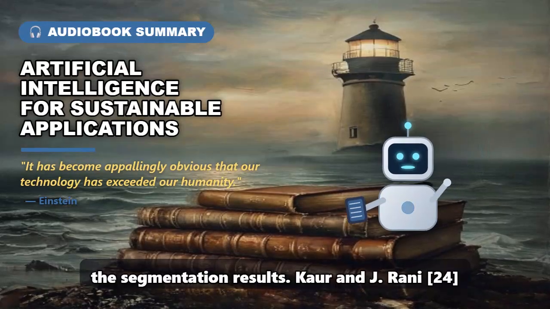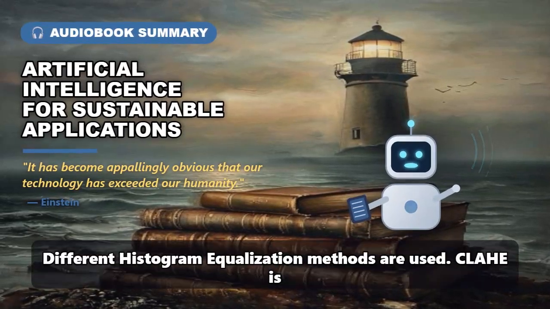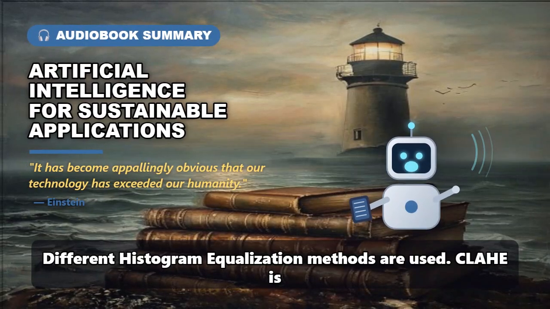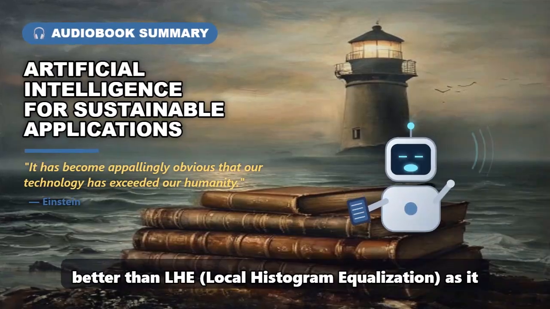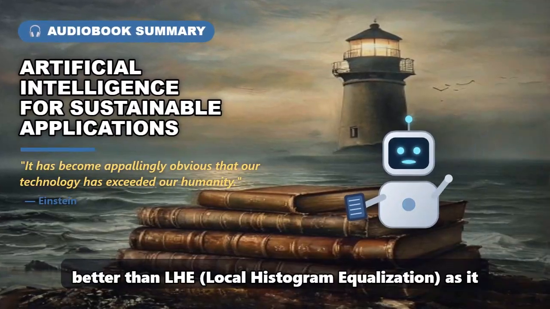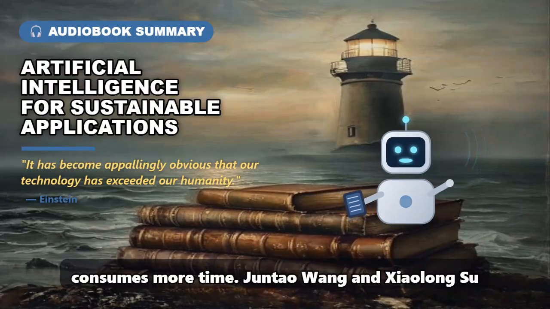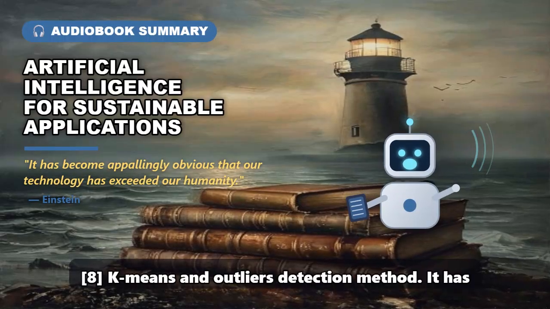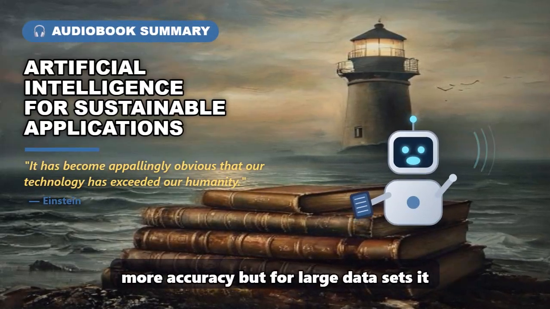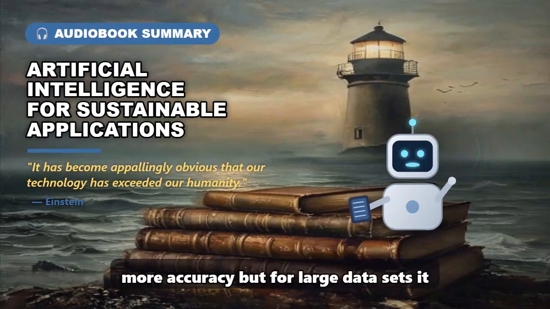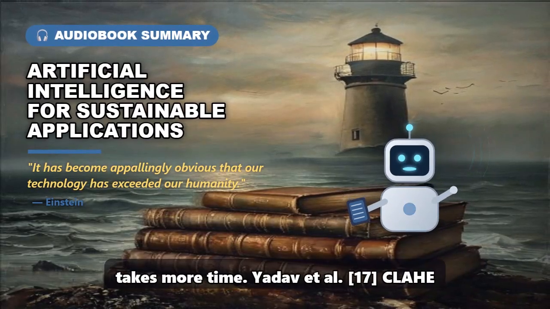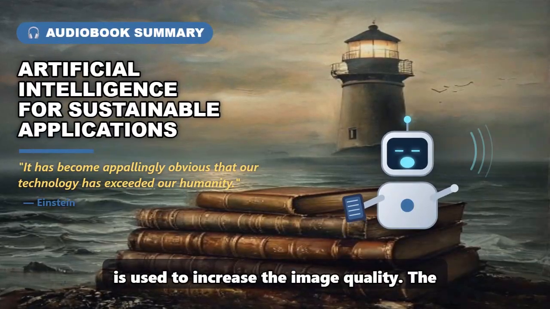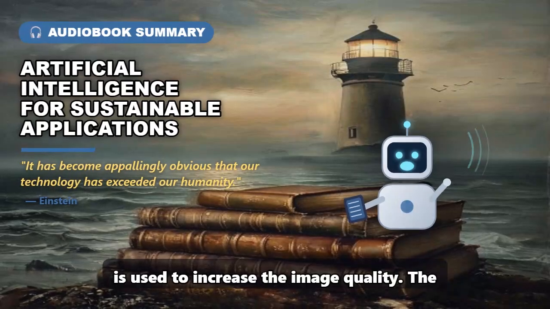Kaur and J. Rani, 24. Different histogram equalization methods are used. CLAHE is better than LHE, local histogram equalization, as LHE consumes more time. Huntoro Wang and Xiaolong Su, 8. K-means and outlier detection method. It has more accuracy but for large datasets it takes more time. Yadav et al., 17. CLAHE is used to increase the image quality. The result of the proposed algorithm shows better quality video.